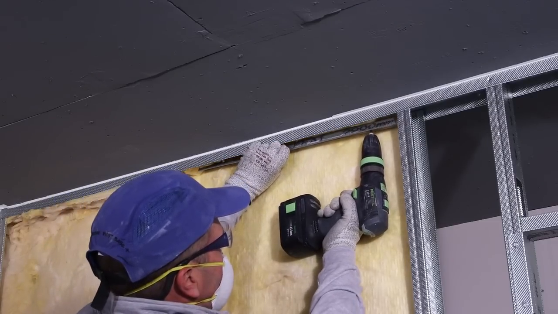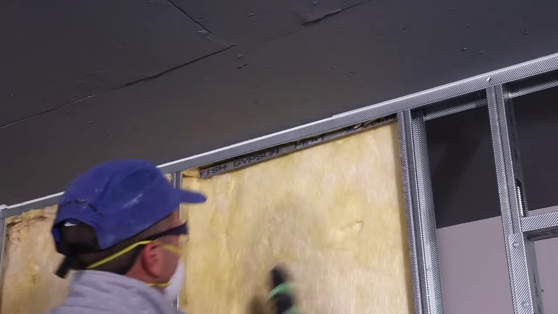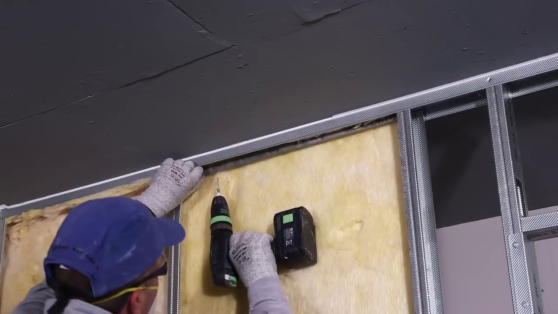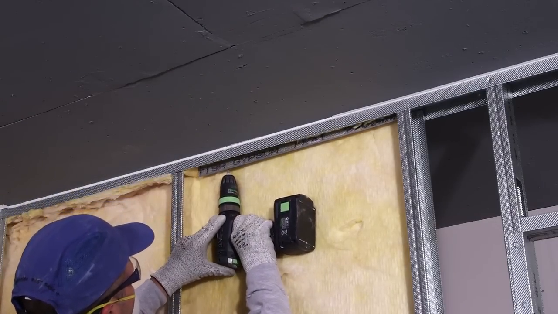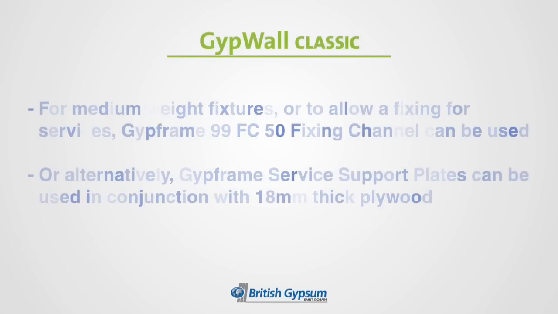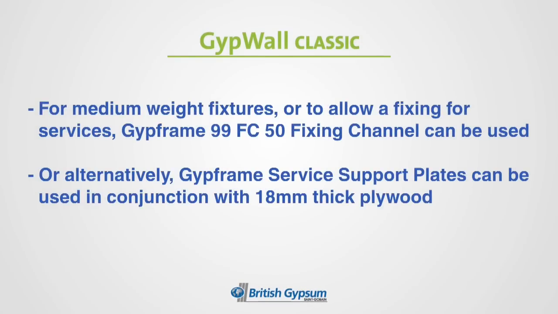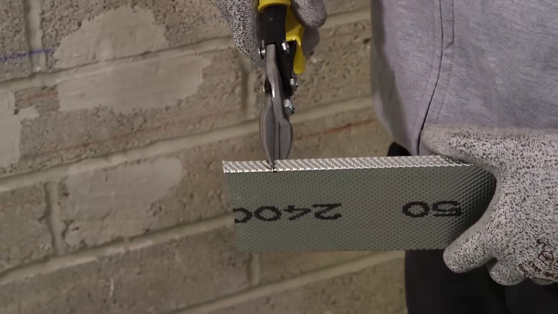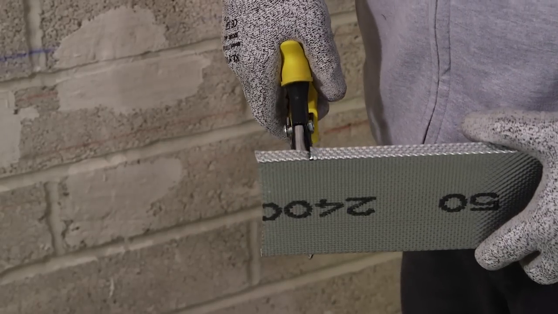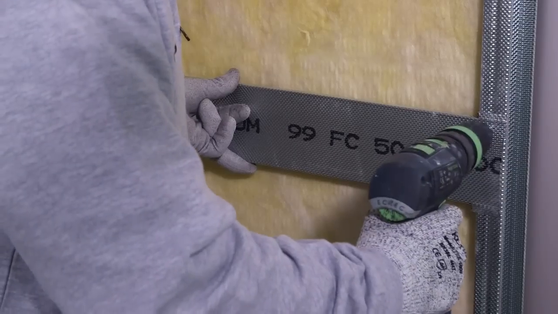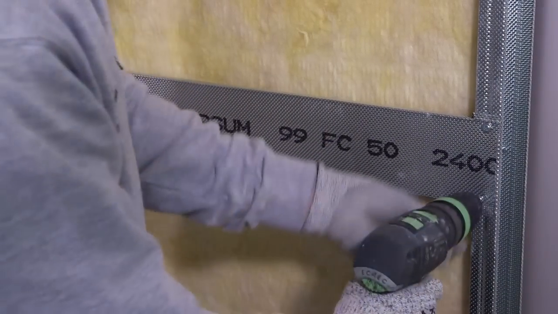25mm Isover acoustic partition roll can be suspended within the partition, with a short length of GA1 angle fixed through the head track and soffit. For medium weight fixtures or to allow a fixing for services, Gypframe 99 FC50 can be used, or alternatively, Gypframe service support plates can be used in conjunction with 18mm thick plywood. Cut the 99 FC50 to length and simply flatten the flange on either side of the channel to allow a flush surface, fixing with wafer-head drywall screws.